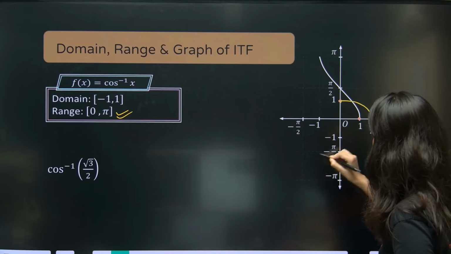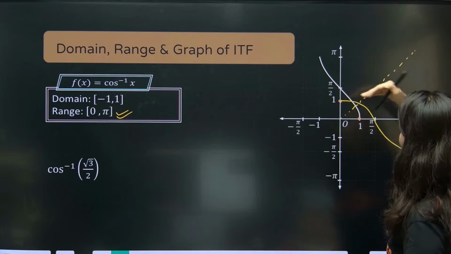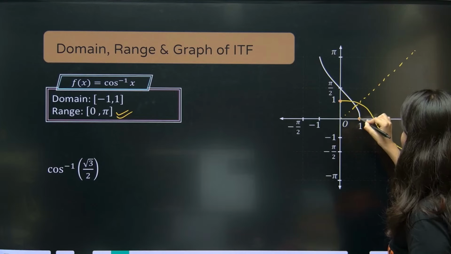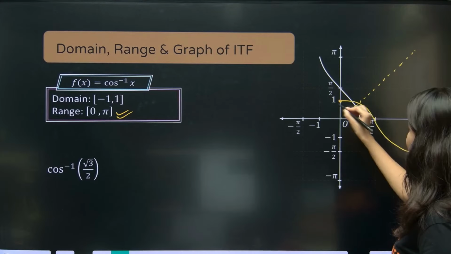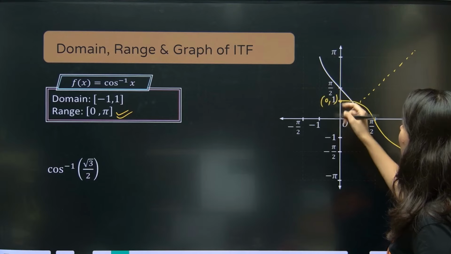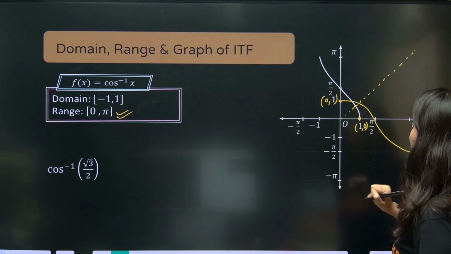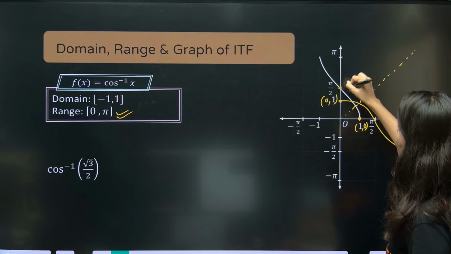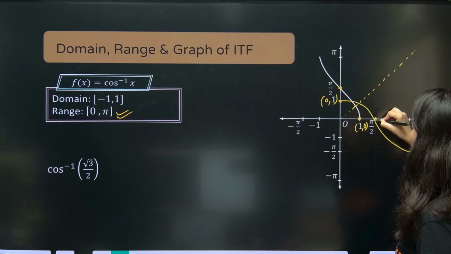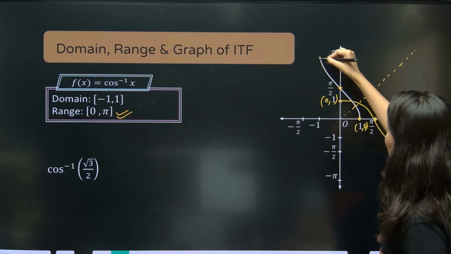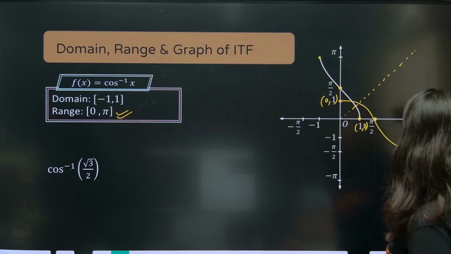This is your y equals x line, if you can see. If you take the mirror image, (0, 1) will be lying on your cos x, so (1, 0) will lie on cos inverse x. Then you have (0, pi by 2) lying on cos inverse and (pi by 2, 0) on cos. Eventually, this is the cos inverse x graph. So this is (minus 1, pi), and this is what?